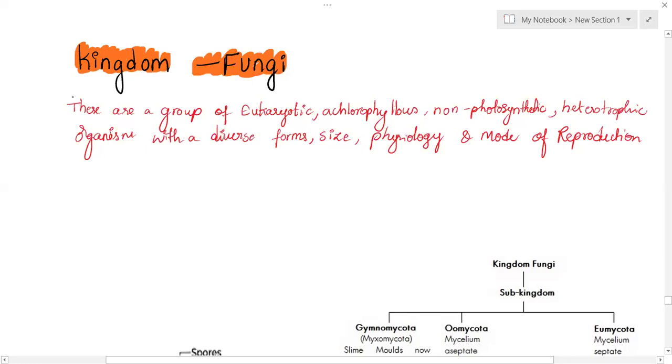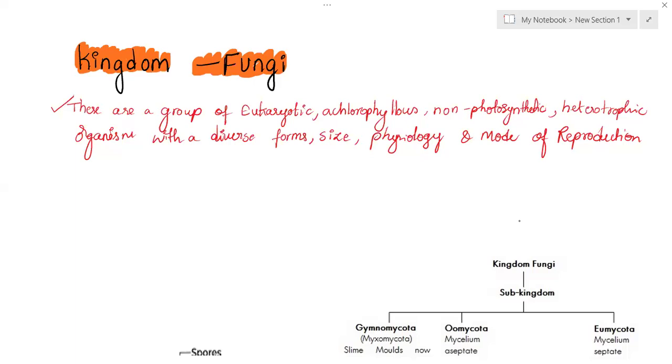Okay. So what are they? They are a group of eukaryotic organisms. It means they are multicellular. Achlorophyllous. They don't have any chloroplast for photosynthesis. Lack of chlorophyll or chloroplast. They are non-photosynthetic. They can't prepare their own food. That's why they are dependent on other organisms for food. They have a wide range of forms, different kinds of forms we can see in the fungi.